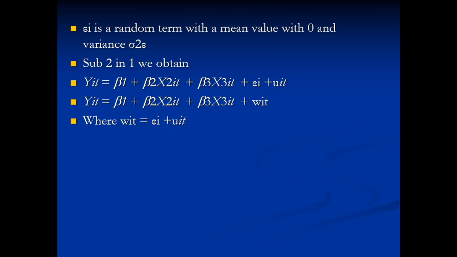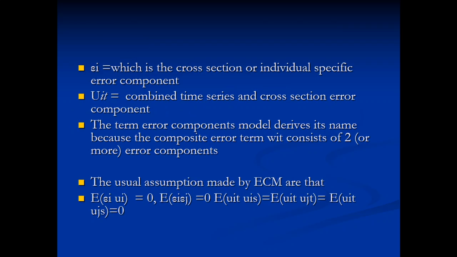So I am repeating the whole thing, and then you substitute this, where epsilon_i is the cross section or the individual specific error term. Okay, that was beta 1 plus epsilon_i. So that is the cross specific or the section specific or individual specific error term. And u_it is the normal error term, which will have the impact of combined time series and cross section error term.